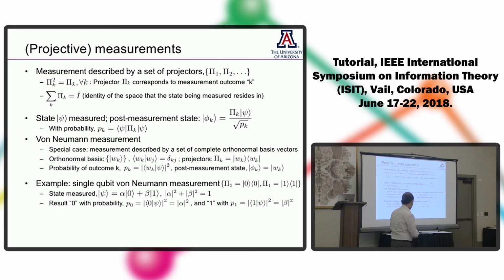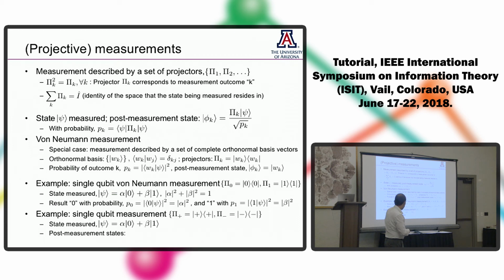A very simple example: take a single qubit. I can construct a von Neumann measurement. A von Neumann measurement is a special case of this kind, where I make a measurement using a set of orthonormal bases and construct projectors by their outer products. |0><0| and |1><1| are the projectors corresponding to a measurement, which is what we will do on this state psi. The post-measurement results are 0 or 1, and the probabilities of the outcomes are mod alpha square and mod beta square.